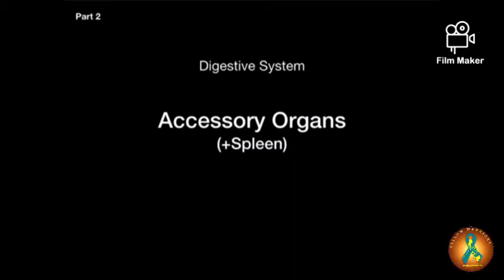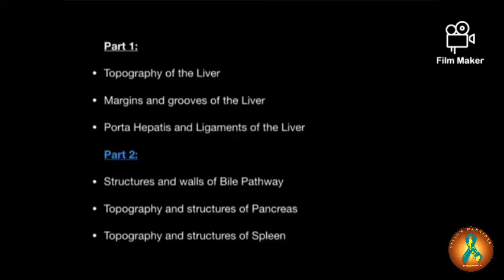In this video, I'm going to continue talking about the accessory organs in the digestive system. So my last video about the accessory organs was mainly about the liver. Now in this part, I'm mainly going to talk about the structures and walls of the bile pathway. I'm also going to talk about the topography and the structures of the pancreas, and also the topography and the structures of the spleen. So we start with the bile pathway first.